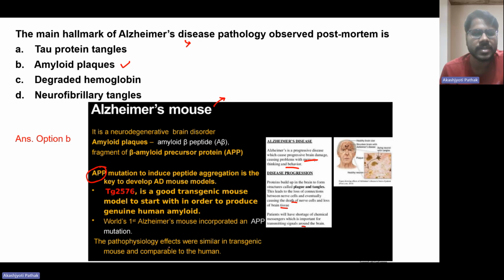The pathophysiological effects are similar in transgenic mice and comparable to humans. So if you want to test any drug against this disease, you cannot directly apply it on humans. So you have to first test it on mice. So for this reason, there are different mouse models.